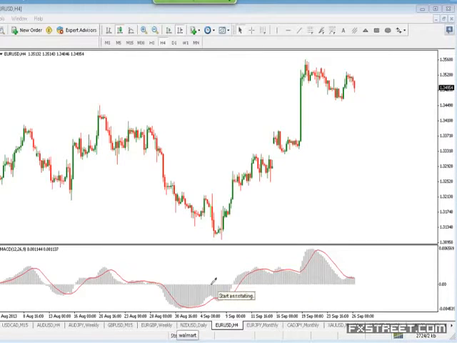If you look at the histograms of the MACD, one of the simplest ways of looking at a trend is: if your histograms are below the 0 line, it is supposed to be a downtrend. If they are above the 0 line, it's supposed to be an uptrend. That's one very simple way of looking at it.